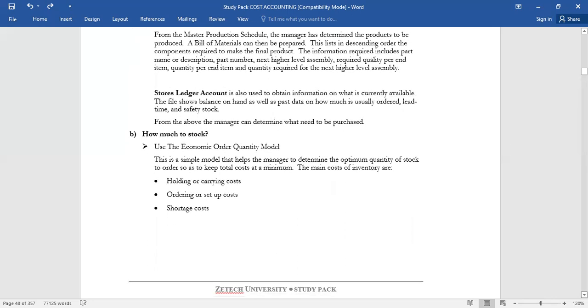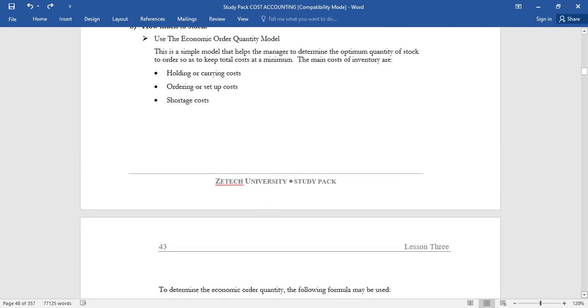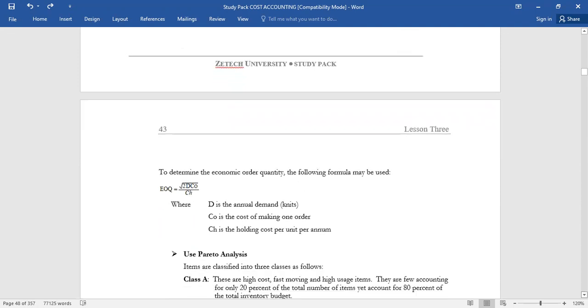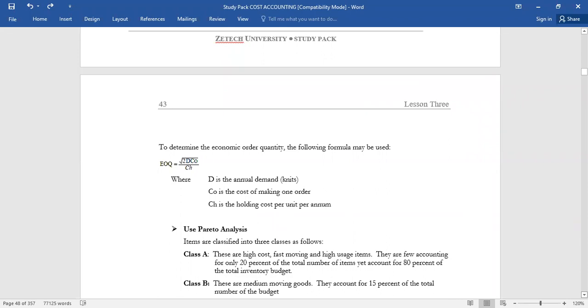Now, we can also use EOQ, and this is a model of ensuring that the company is operating optimally. And this gives us now the holding or the carrying costs. We have the ordering or the setup costs. We have the shortage cost. I have a formula for that. So to determine the economic order quantity, we use the following formula. So D is the annual demand. And this annual demand is given in units.